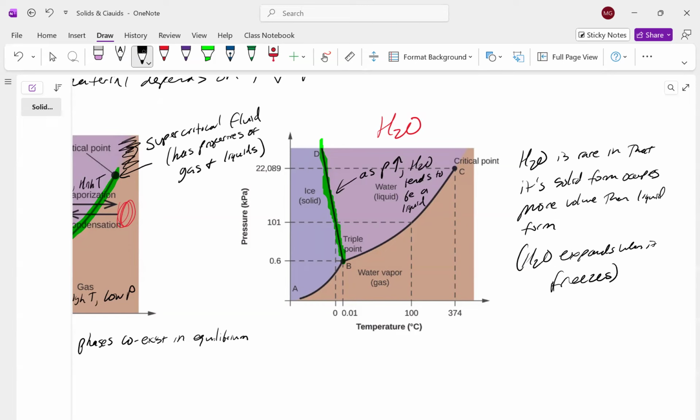So as I said, you should be able to interpret these phase diagrams. So for example, if I were to give you this phase diagram of water and ask you, what state of matter will water exist in at 100 degrees Celsius and 0.5 kilopascals? Well, 100 degrees Celsius is here, and 0.5 kilopascals is probably about here. And so it's going to exist as a gas.